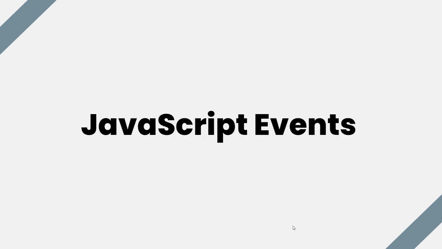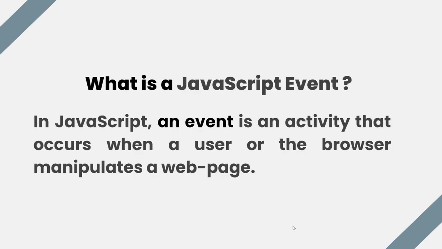So beginning with today's class, we begin with JavaScript events. Now, what is a JavaScript event? In JavaScript, an event basically is an activity that occurs when a user or the browser manipulates a web page. Now, this definition is very straightforward and very basic enough for us to understand.